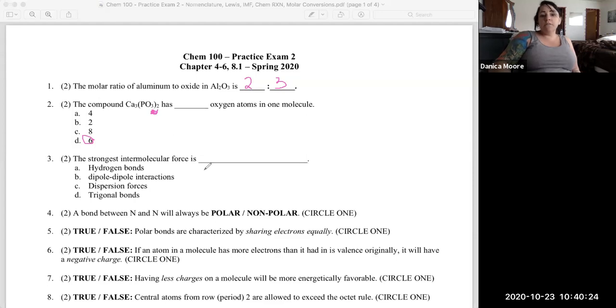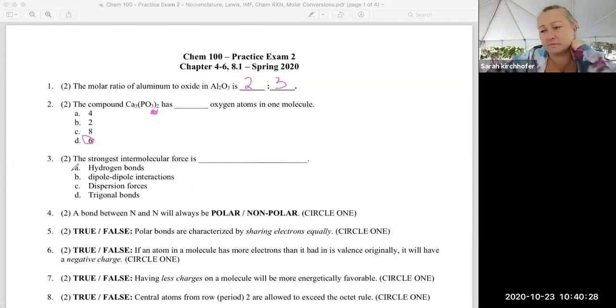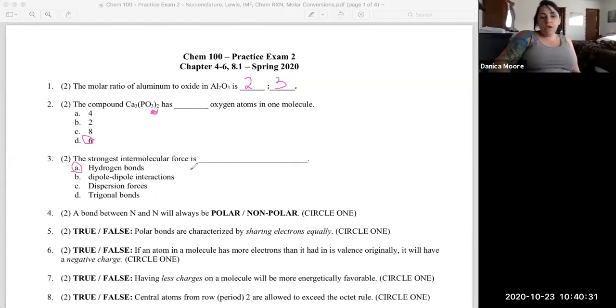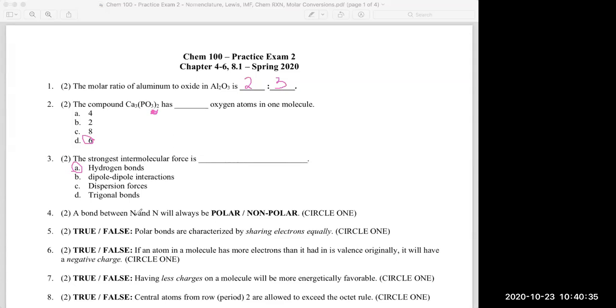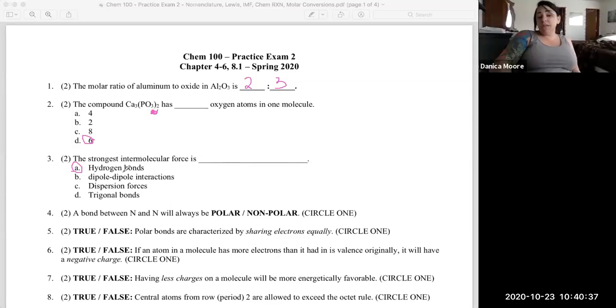Okay, so the next one, strongest intermolecular force is? Hydrogen bonds. Hydrogen bonds, exactly, right? Hydrogen bonds are the strongest. Why? I don't know, that's the definition of intermolecular forces. We have dispersion are the weakest. Everybody has dispersion, but they're the weakest. Dipole-dipole are the next strongest, and hydrogen bonds are the strongest type of dipole-dipole.